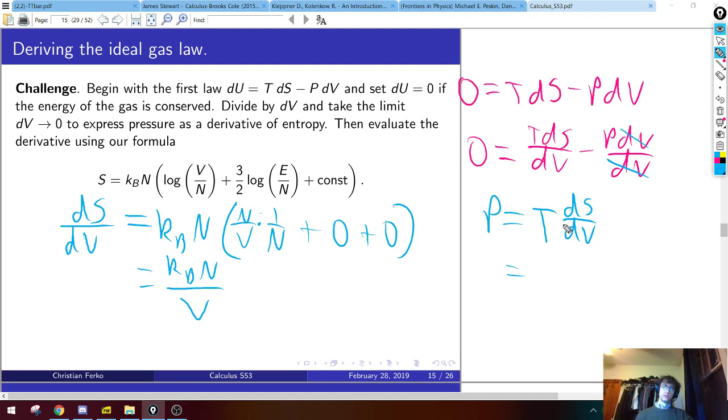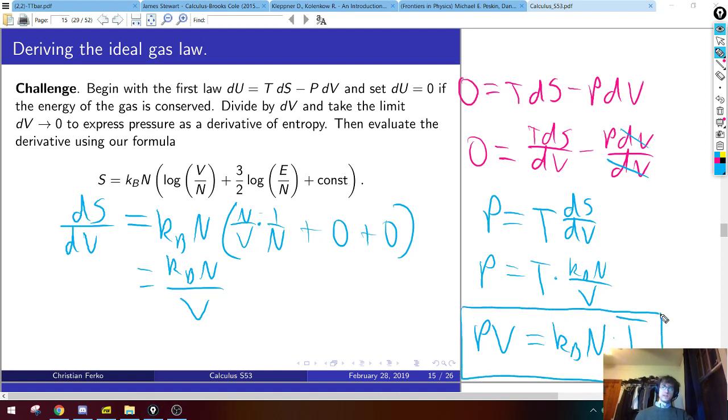So P equals T times k_B N over V. There we go, finally. Good. Or multiplying both sides by V, you can write this as pressure times volume is the Boltzmann constant k_B times N times T.